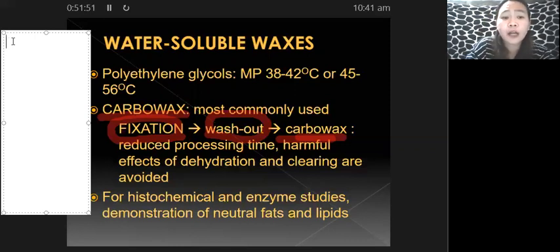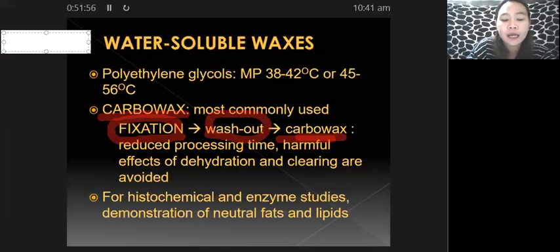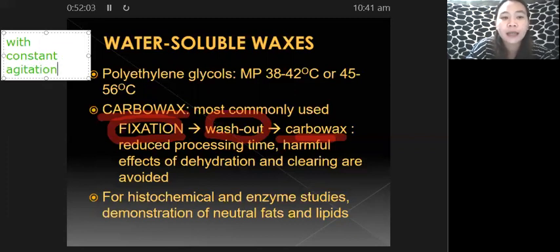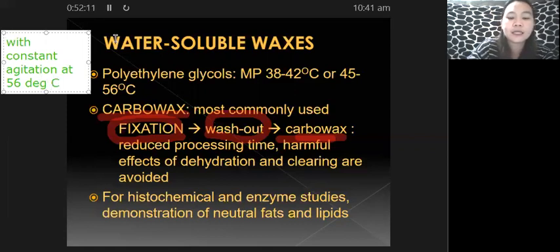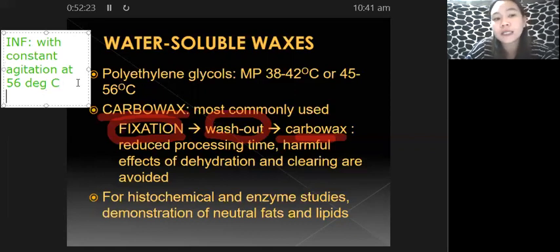How do we perform your Carbowax processing in particular? Carbowax processing is performed with constant agitation at 56 degrees Celsius. This is when it comes to infiltration. Carbowax infiltration should be performed with constant agitation at 56 degrees Celsius.